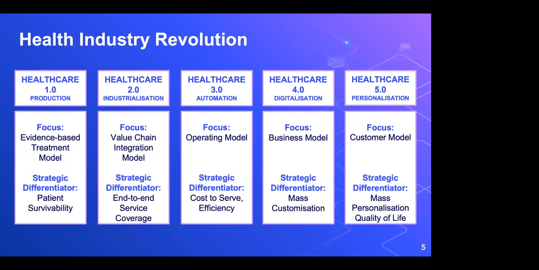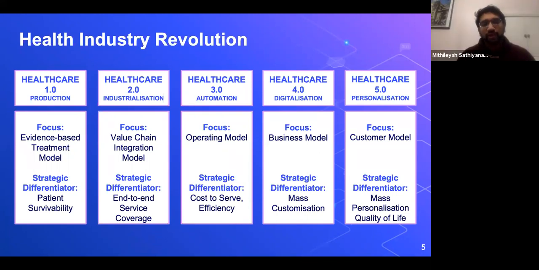Slowly, we moved into healthcare 2.0, which is completely industrialization. And the focus was on the value chain integration model. Once the patient steps into healthcare, they made sure the patient undergoes all the stages to recover completely. So it's something called end-to-end service coverage. The patient was monitored at every stage. And from there, we moved into healthcare automation, that's 3.0. They started focusing more on improving quality, efficiency, and cost as well. So it focused more on the operating models.